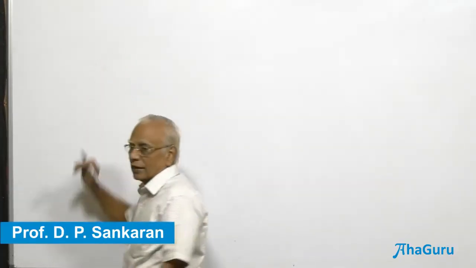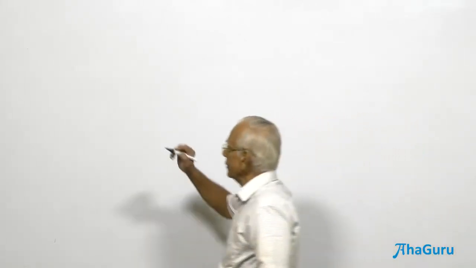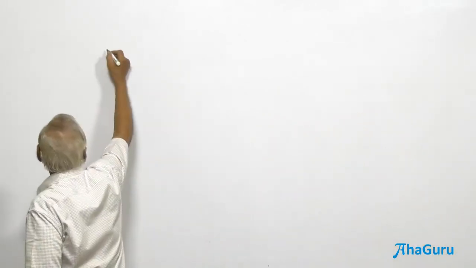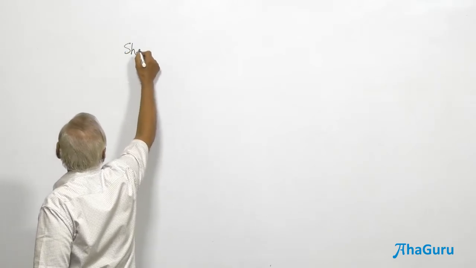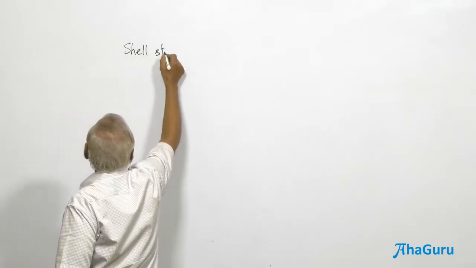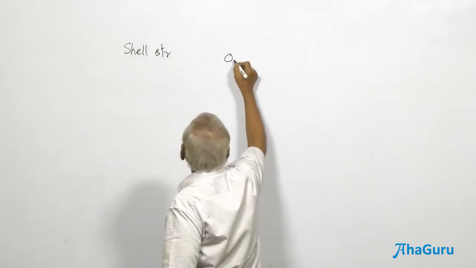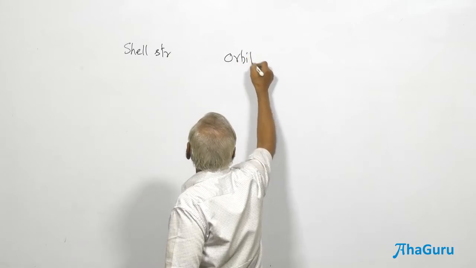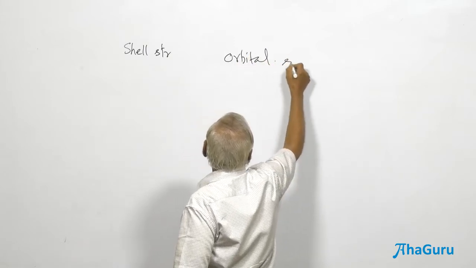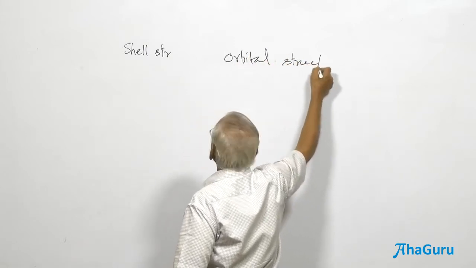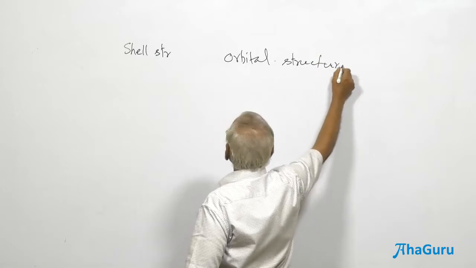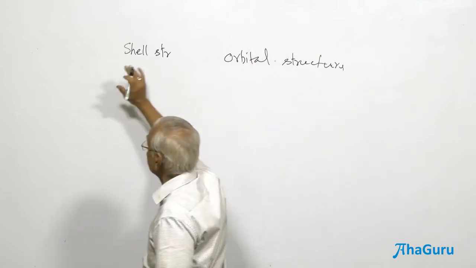Valency of an element is the combining capacity of an element. Valency is also the number of unpaired electrons on an atom. Now, let me write the shell structure very quickly, and the orbital structure also, and the need for the orbital structure.